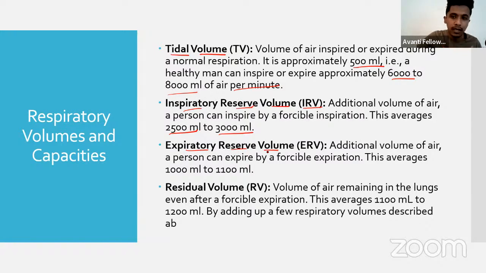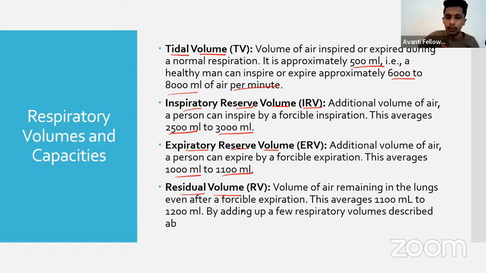So next volume is expiratory reserve volume. What is expiratory reserve volume? Now, after you expire, you have exhaled the air. Now you do forceful exhalation. You want to put out as much air as possible outside. So this is called expiratory reserve volume. Okay. So what is the expiratory reserve volume on average? This average is around 1000 ml to 1100 ml. Did you get it? So next one is residual volume.